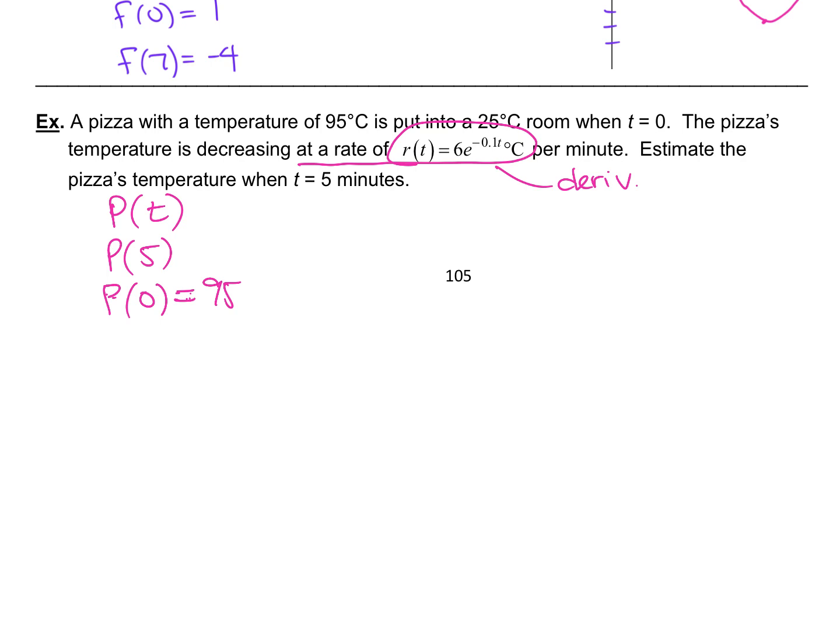So now let's set up that same kind of idea. This is going to be a calculator question. Obviously, we do not know how to integrate e to the anything. So let's first set up our formula. It would have to be P of what first? P of 5 equals P of 0 plus the integral from 0 to 5 of 6e to the negative 0.1 t dt. Now, does that mean we type t's in our calculator?